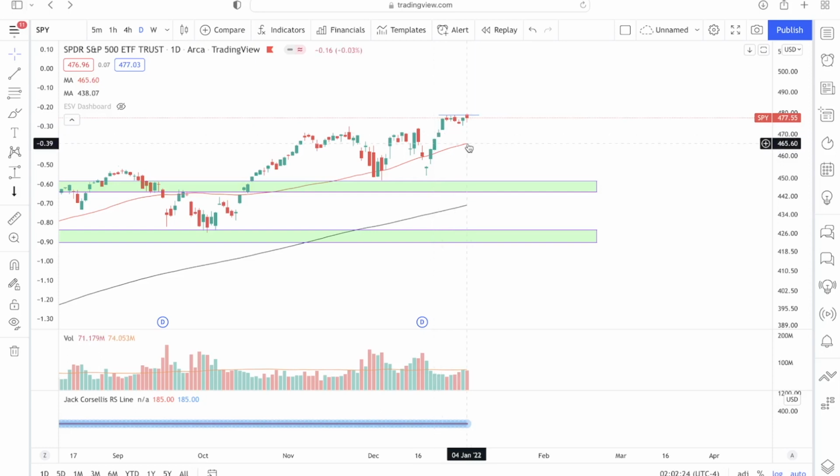The next level of support that I'll be taking a look at for the S&P 500 is the 50-day moving average. The 50-day moving average has served as a strong form of support for prices of the S&P 500 for quite a while now. So that is the next level of support that I'll be taking a look at. That's my technical analysis for the S&P 500.